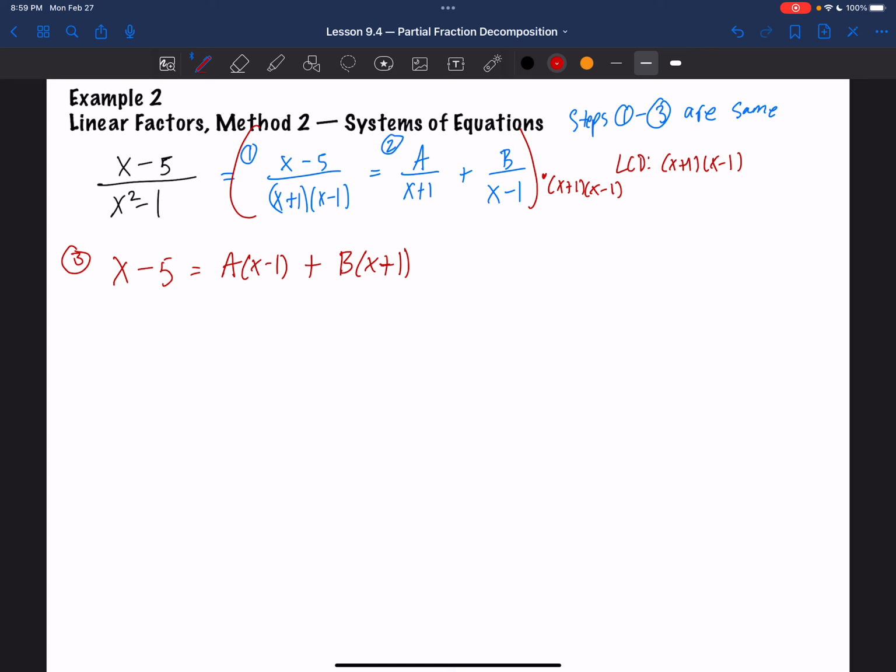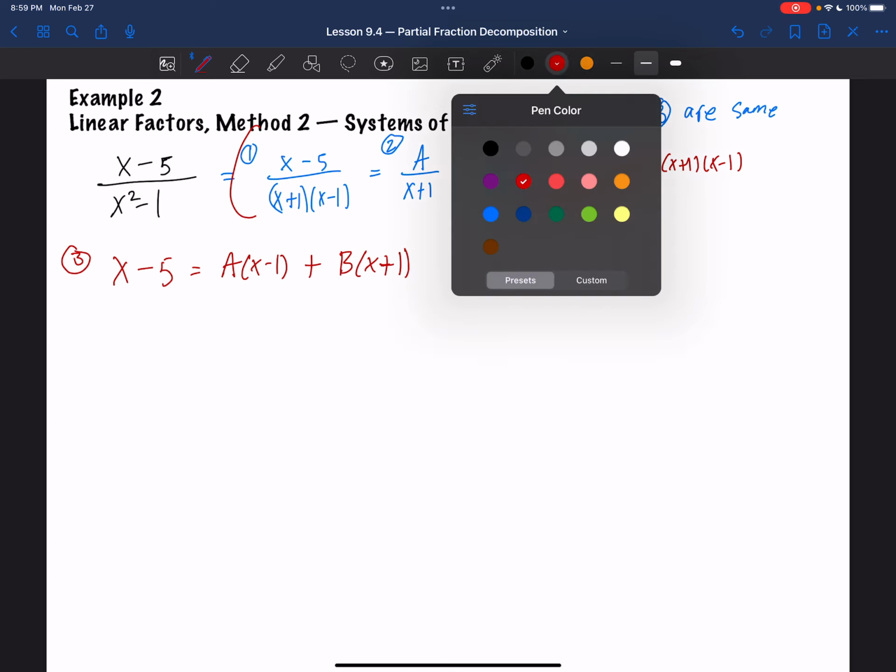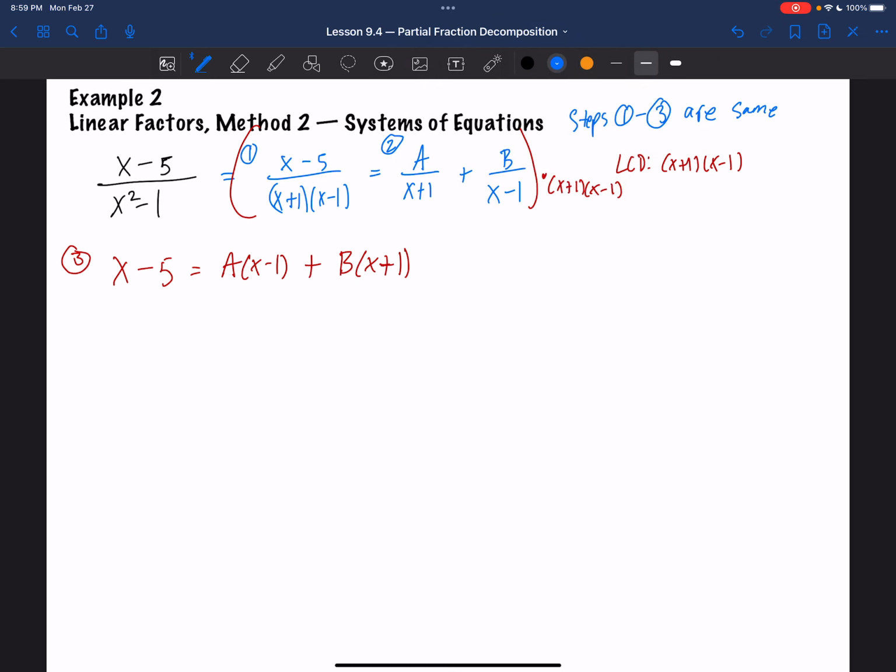Okay. Now this is where step 4 diverges. Step 4 is to expand the equation and rewrite in standard form. I'll say standard polynomial form.